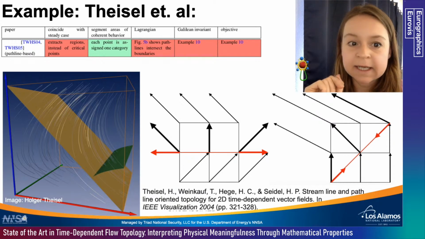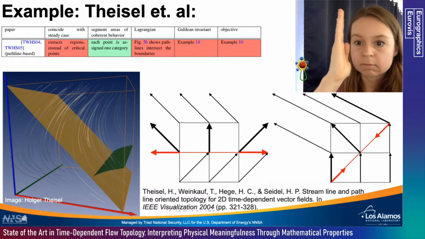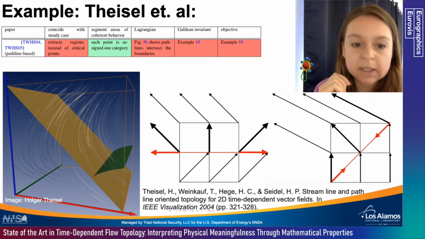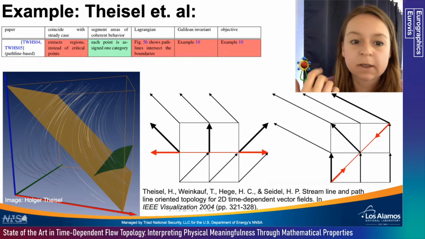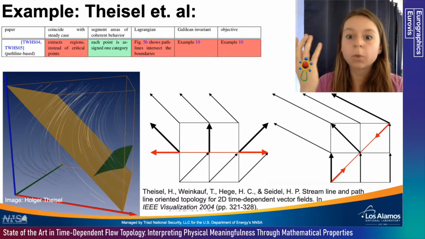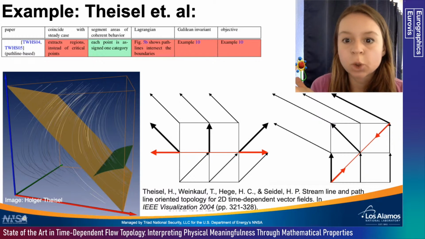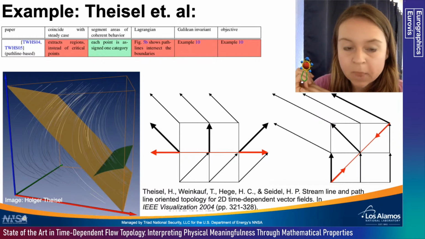The red line is indicating the plane that is orthogonal to the path line. So the path line just goes completely in time direction in that picture, and projecting it down to that plane produces the red arrows. So the middle part actually is not going anywhere. On the right it goes to the right, on the left it goes to the left. So this would be classified as a source type generalized critical point by the method by Theisel et al.